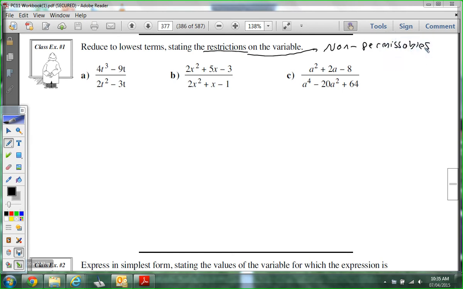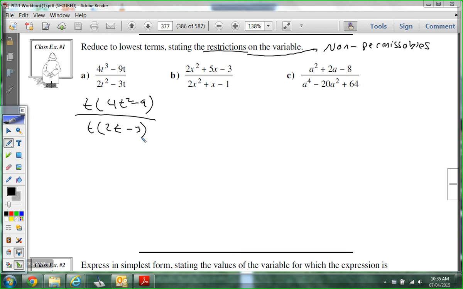Okay, so let's go ahead and look at this one here. So I'm looking at A. The first thing I want to look at is the binomial. I can't do anything with it in terms of factoring right now because it's an odd, but they both have a t in common, so I can pull a t out. Now I have 4t squared minus 9. Now that's factorable because it's a difference of squares. Okay, the bottom, same thing. I can pull a t out. 2t minus 3 now. Now is the bottom fully factored?